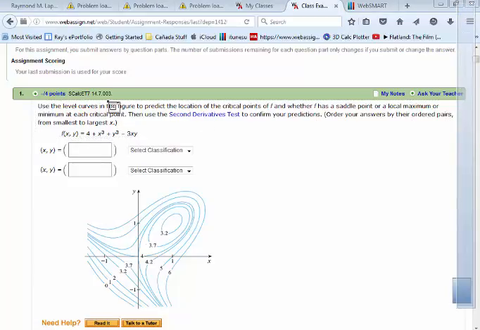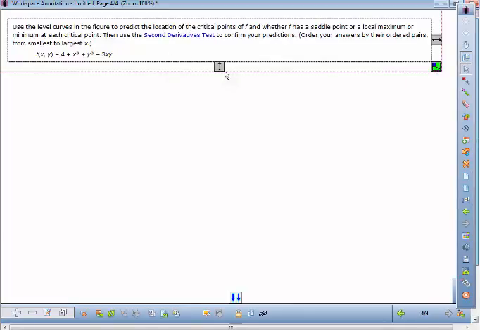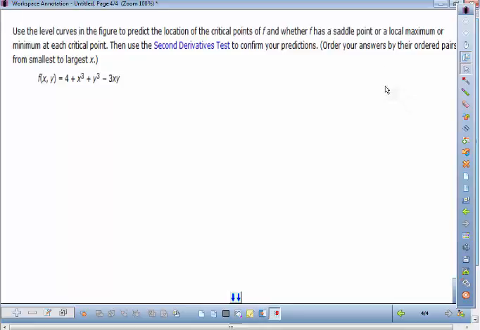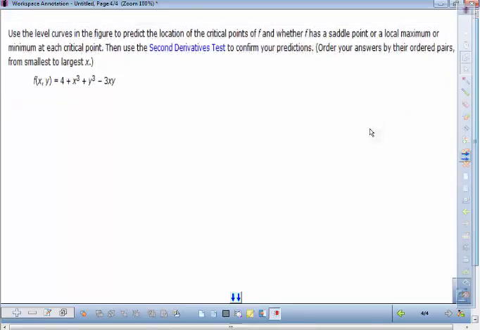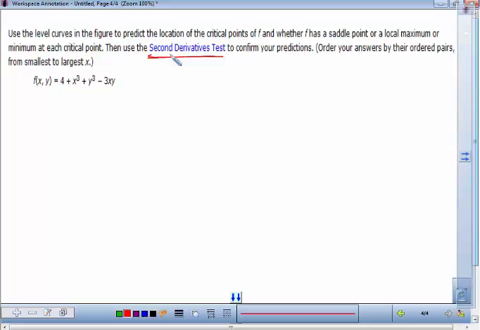Well, this problem is asking us to use a level curve, but they gave us the function, so I think I want to just use the function for now, and then we'll inspect the level curves after we do this problem. So we'll do the second derivative test, and then we'll take a look at this using the level curves, and then we get the comparison. All right, so our first step is to find critical points.